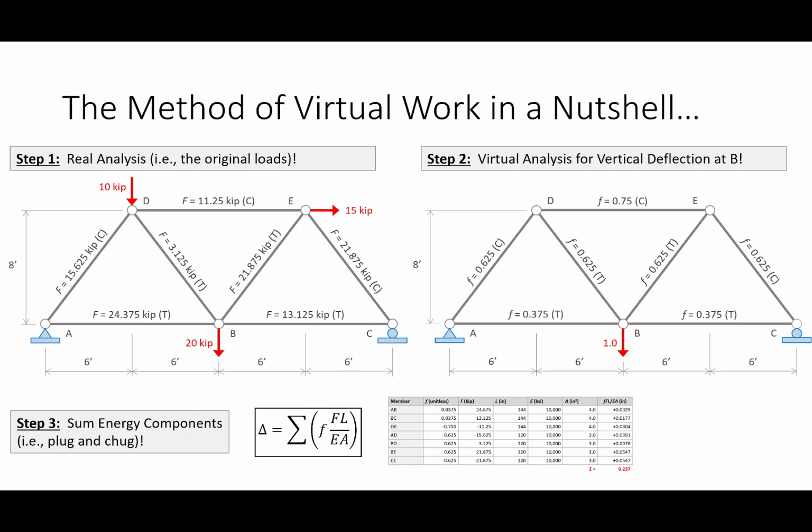So when you sum this up at the very bottom, we get a positive number, and that positive number is 0.237. So what that means is, because it's positive, our assumption is correct, and the deflection is 0.237 inches downward. And that's it, okay? So I'm going to go into why this works here in a second.